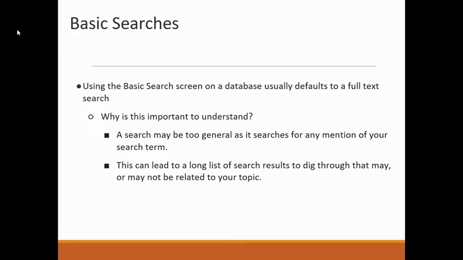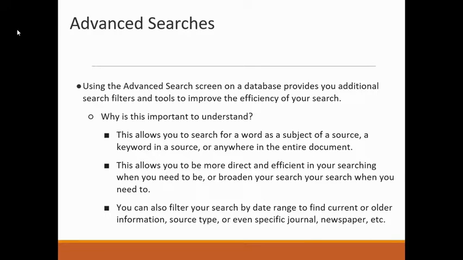So, a basic search in a database is usually what most databases open on when you go to log into them. This will usually default to what's called a full text search. So, why is that important to understand? A full text search will search every word of every article in a database. So, this means that your search might be too general as it searches for any mention of the search term you've used. This can lead to a long list of search results to dig through, some of which might be helpful, some of which might not be related to your topic. So, to make things more efficient, you can use the advanced search features in the database.